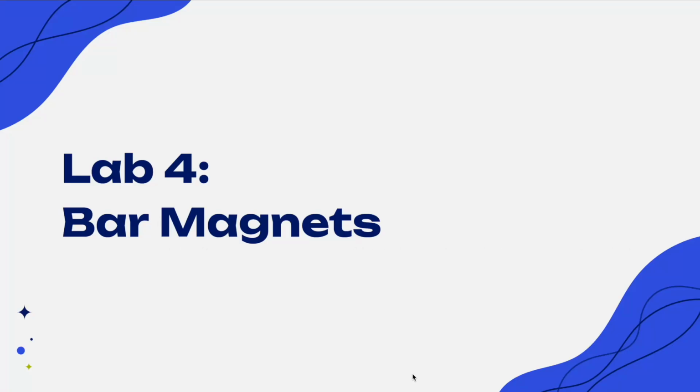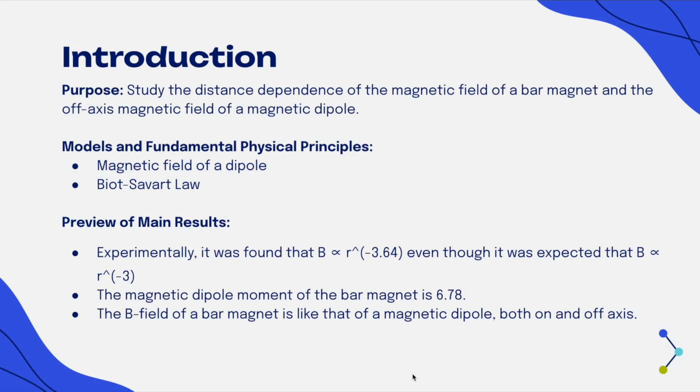This is the lab for bar magnets. The purpose of this lab was to study the distance dependence of the magnetic field of a bar magnet and the off-axis magnetic field of a magnetic dipole. To do this, we'll just be using the fact that it's a dipole and the Biot-Savart law.